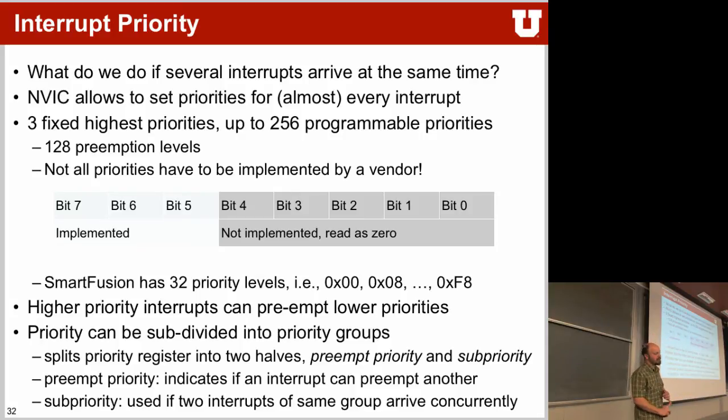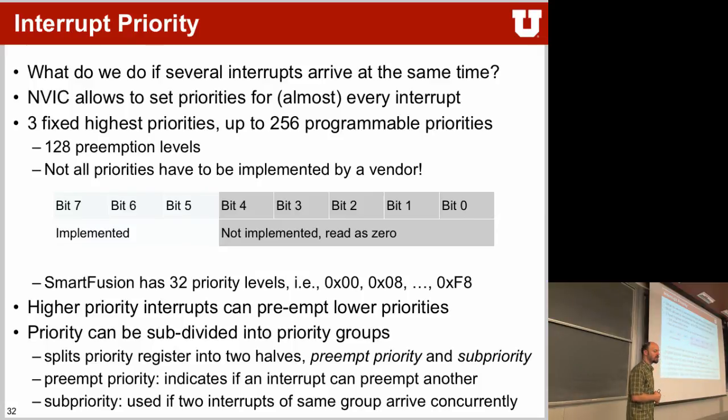The NVIC is a little bit complicated in how you can do it, because it has 3 fixed priorities that are the highest priorities. They're not counted at all. So that's priority -3, -2, and -1. And then you have up to 256 programmable priorities, so you can have up to 256 different priorities for your interrupts themselves. Now, vendors don't have to implement all of these 256 priorities. With these 256, we can have up to 128 preemption levels. We will talk about it in a second.